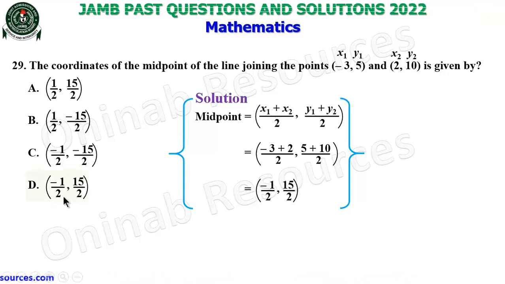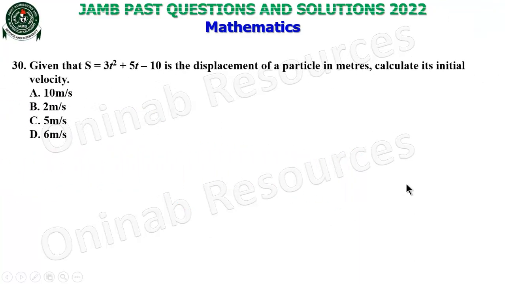No, so it's option D. So the correct option to problem 29 is D. That's all for problem 29. We go to problem 30.